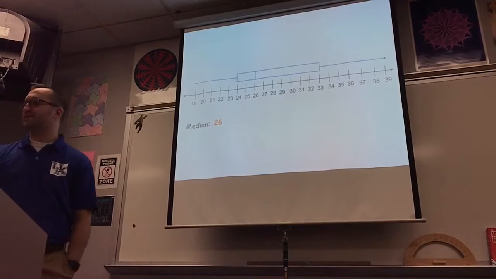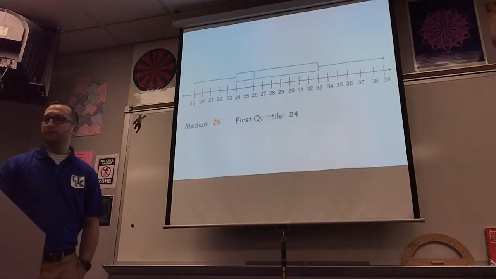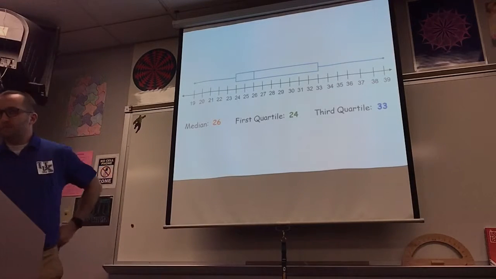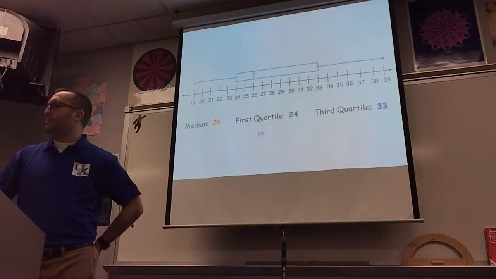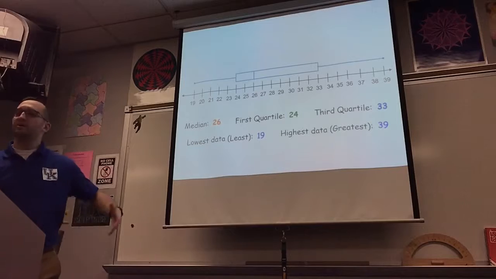What's our first quartile? If you need to flip back to the front to help, that's fine. What is it? 24. Our third quartile? 33. All right, now what's our lowest number? 19, and our highest number? 39. We can use this data.